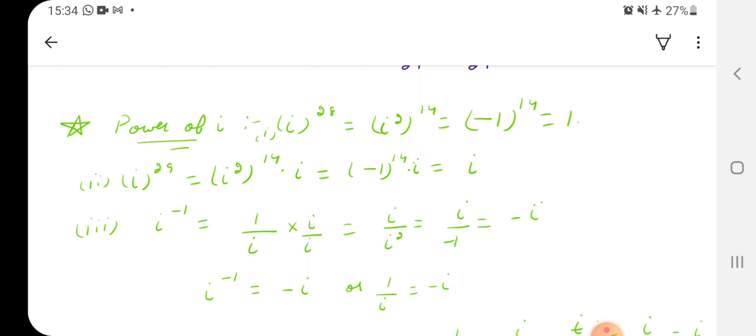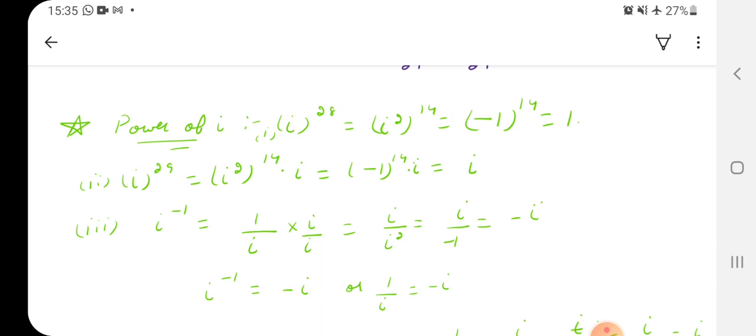Next is iota power 29. Now all of you know how to solve this. We have to make it in multiples of iota square. Till 28 power I can make the multiples, but one power will be left out. So we can write it as iota power 28 into iota. Iota power 28 means iota square power 14 into iota. So iota square power 14 means minus 1 power 14 into iota. Then minus 1 power 14 will be 1 into iota. So we will get at last iota.